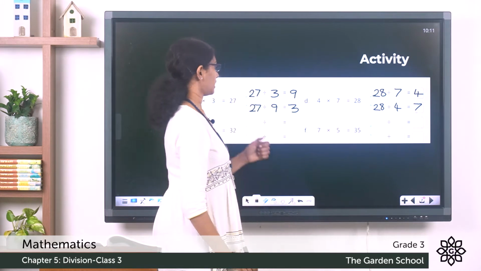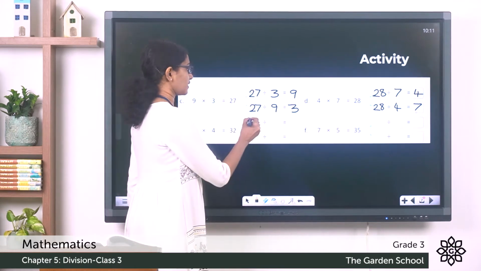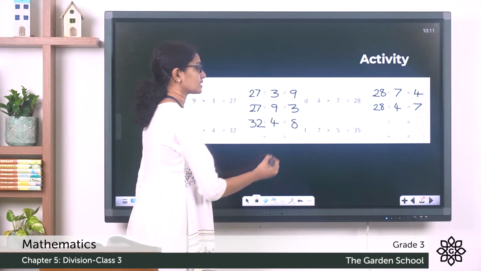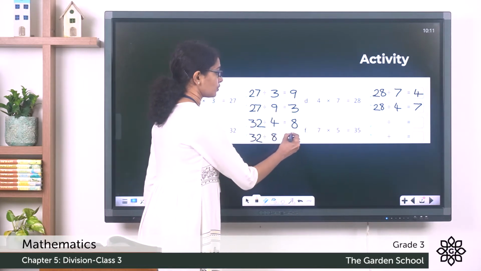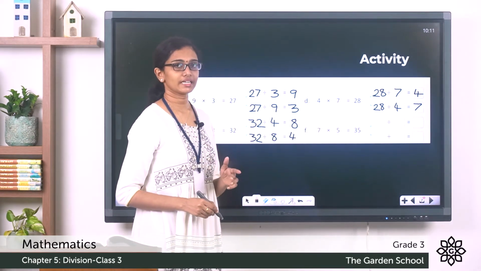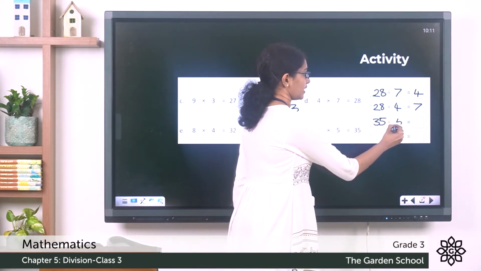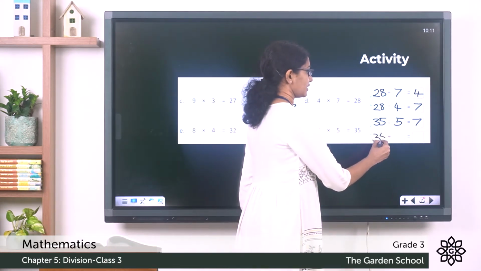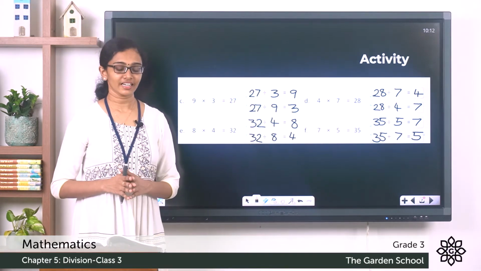Now question E. 8 into 4 is equal to 32. So the division facts are 32 divided by 4 is equal to 8 and 32 divided by 8 is equal to 4. The question F, 7 into 5 is equal to 35. Then the division facts are 35 divided by 5 is equal to 7 and 35 divided by 7 is equal to 5. Hope all the answers are correct.